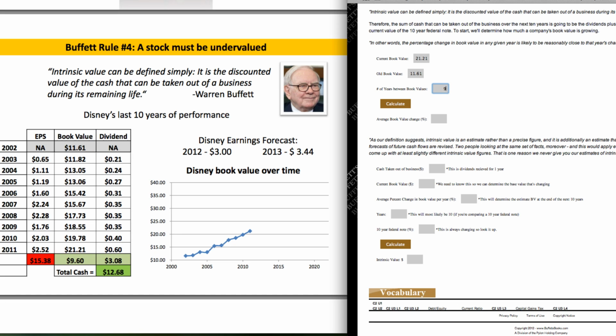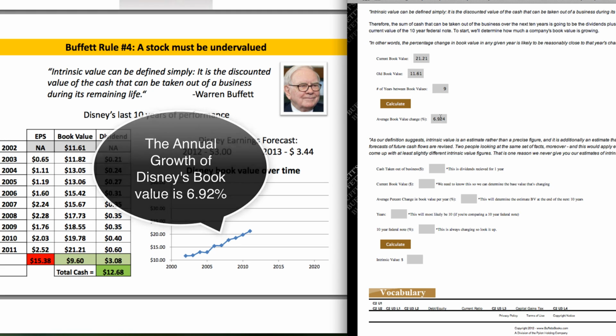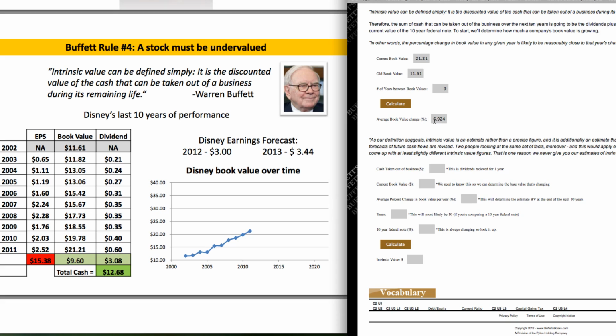Now, the number of years between those two book value terms, if you'd count them up, is 9 years, okay? Although there's 10 numbers up there, you're only going to use 9 years because the first is just a baseline. That's not counting a full year for it to grow. That's just where it started off, okay? So we're going to put 9 in there, and then we hit calculate. We realize that Disney's book value has been growing at 6.924% per year. That's the average per year, okay? So we're going to go ahead and use that average book value growth down here in the second calculator.